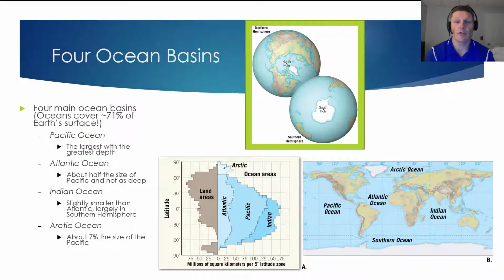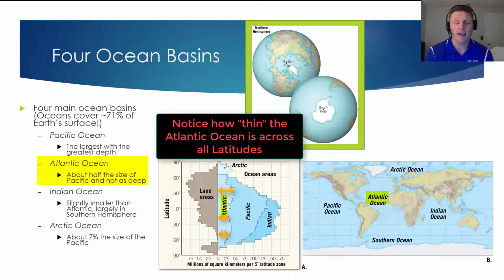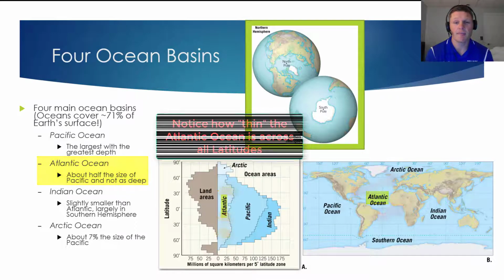The second of Earth's four main ocean basins that we'll consider is the Atlantic Ocean. The Atlantic Ocean is about half the size of the Pacific Ocean, and it's also not as deep. Another important feature to note about the Atlantic Ocean is that it's a much narrower ocean than the Pacific Ocean, and it's also bounded by nearly parallel continental margins on its sides.